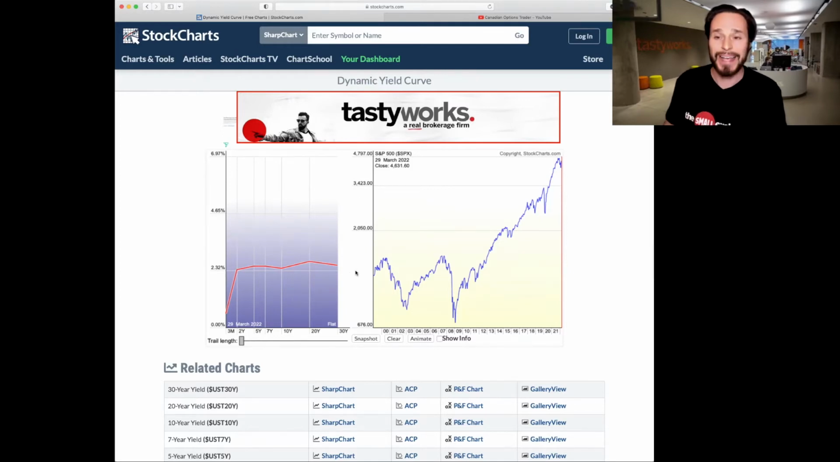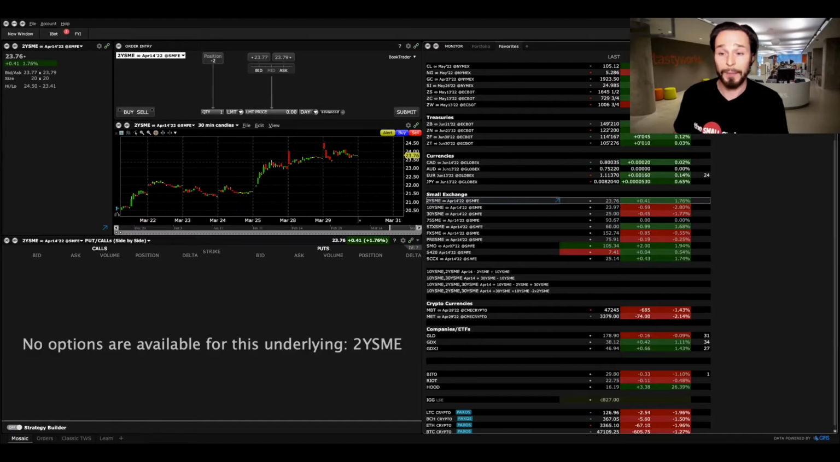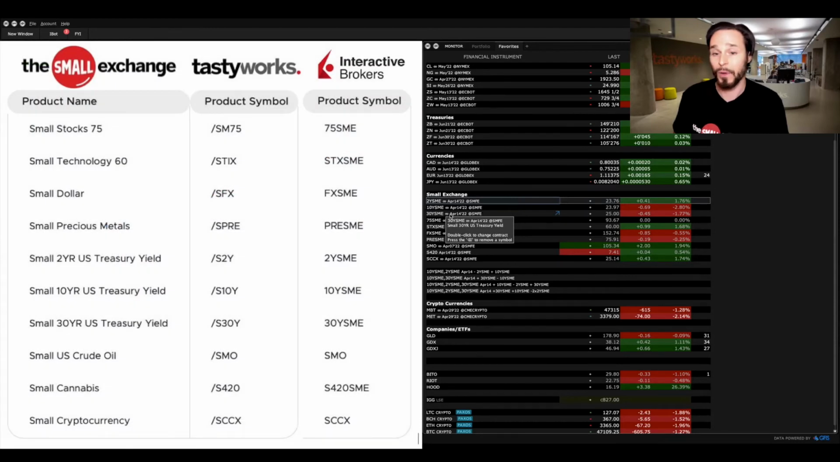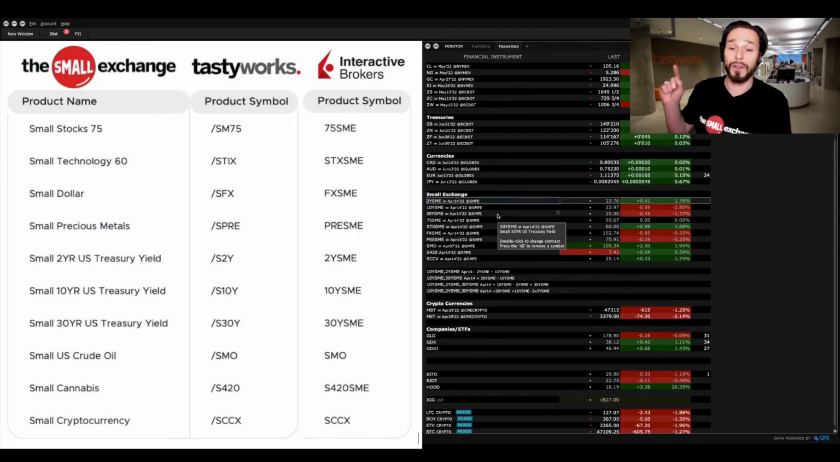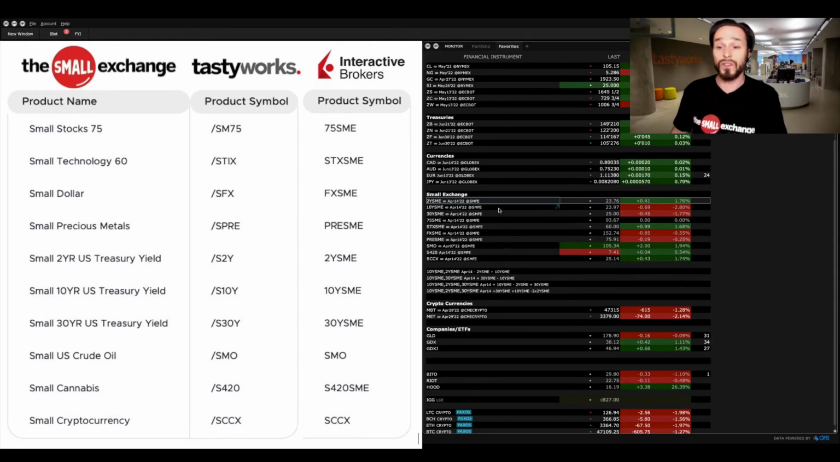So the small exchange has 3 of these products that you can trade. So let's pop over into my trading platform. Here I've got the small exchange products in my watch list here. And the 3 main ones that we're going to talk about are the 2-year treasury yield, the 10-year treasury yield, and the 30-year treasury yield. So these are the symbols for Interactive Brokers. If you're using Tastyworks, of course, they would actually have different symbols, but Interactive Brokers has these symbols. And if you haven't noticed, I'm also wearing my small exchange shirt today, supporting the small exchange. This is a great opportunity to use their products with very low fees.